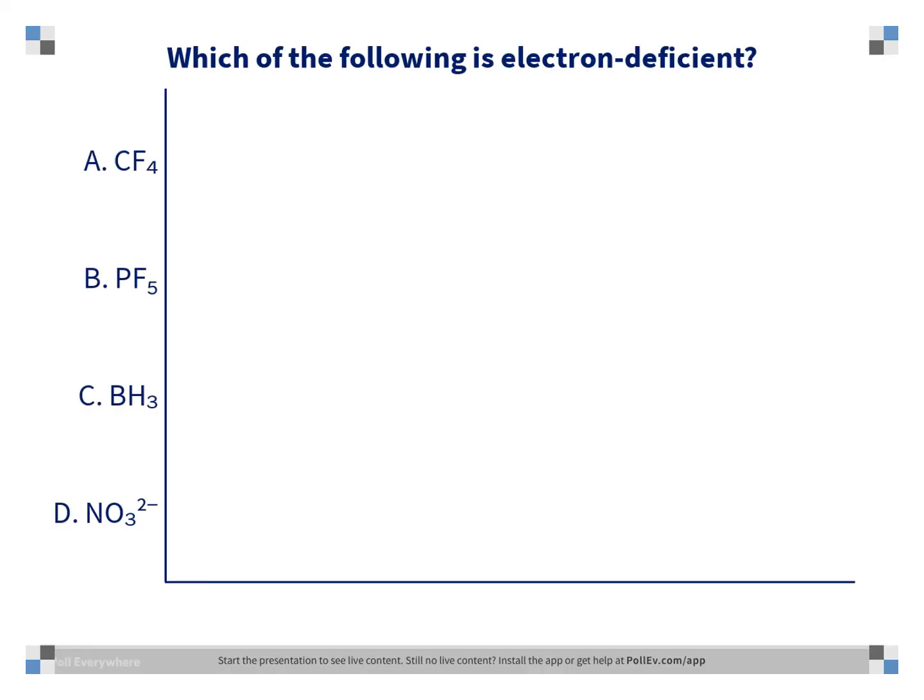The correct answer is C, BH3. First of all, we just went over BH3 as an example of an electron-deficient molecule. What you are looking for is for the central atom to be from group 2A or 3A. The central atom is often listed first, so that can help you figure it out.